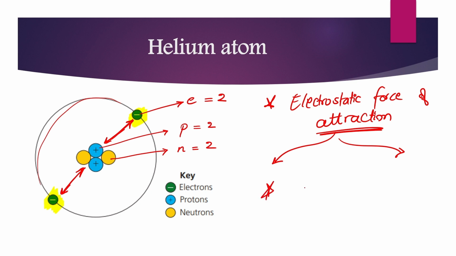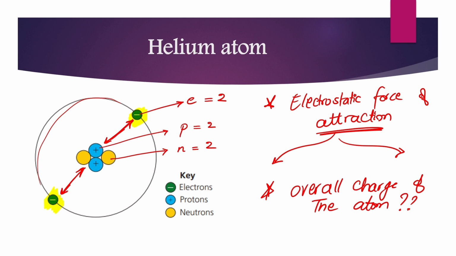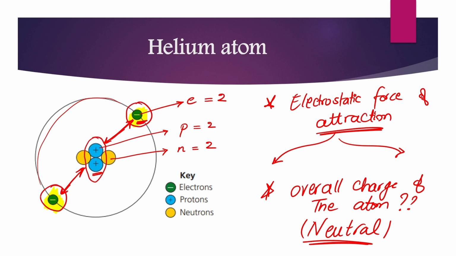What about the overall charge of the atom? What is the charge of the atom? The atom is neutral. The atom doesn't have a charge. What do we mean by neutral? No charge. Why no charge? Because the atom has an equal number of protons and electrons. In other words, the number of positive charges is equal to the number of negative charges. That's why the atom is neutral.